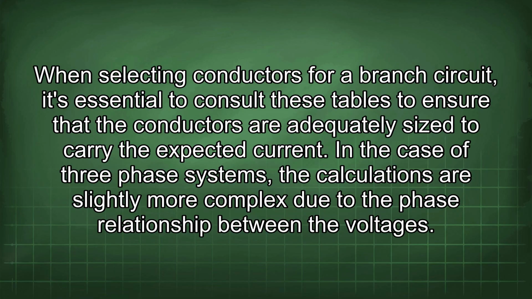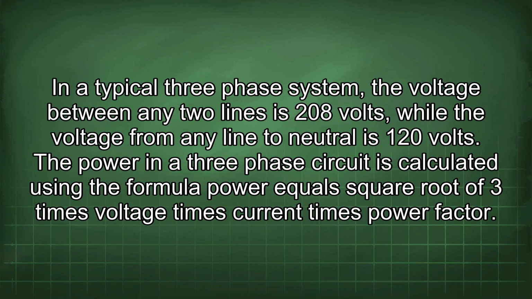In the case of three-phase systems, the calculations are slightly more complex due to the phase relationship between the voltages. In a typical three-phase system, the voltage between any two lines is 208 volts, while the voltage from any line to neutral is 120 volts.